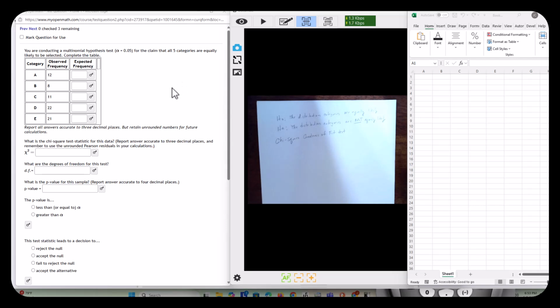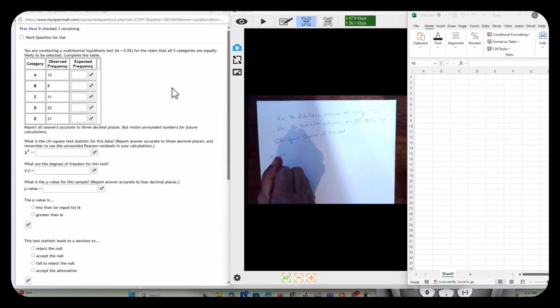Okay, we're looking at conducting a multi-null hypothesis test at alpha equal to 0.05. And we haven't done one where all categories were equally likely yet, so I thought this would be a good one to do. So your null is the distribution categories are equally likely, and the alternative is that the distribution categories are not equally likely. They don't give us n, so I have to find n.